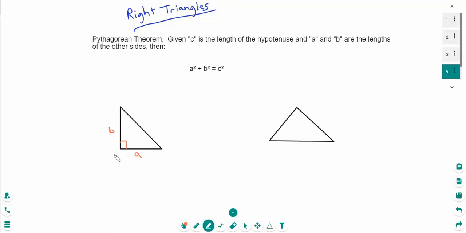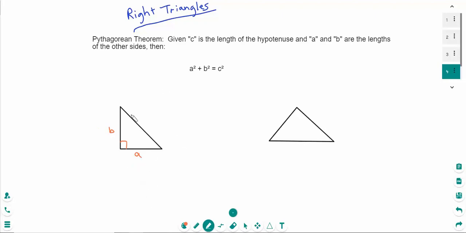Now, in practice, it doesn't matter which side is A and which side is B, as long as it's part of this 90 degree. So if I wanted to, I could call this one B and call this one A. That's fine too. The important thing is that the two lines that are composing the 90 degree angle have to be called A and B. All right? So that's just some notation.